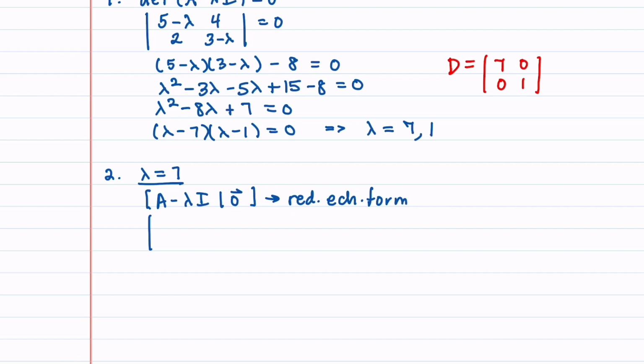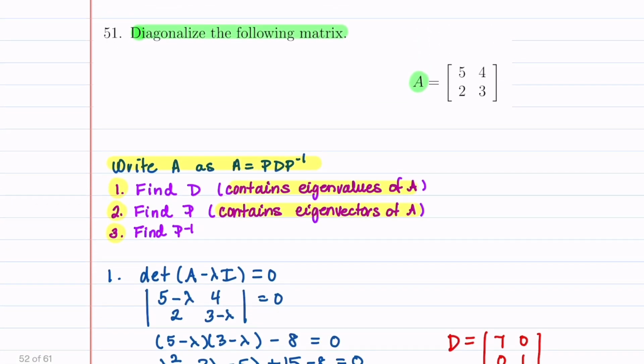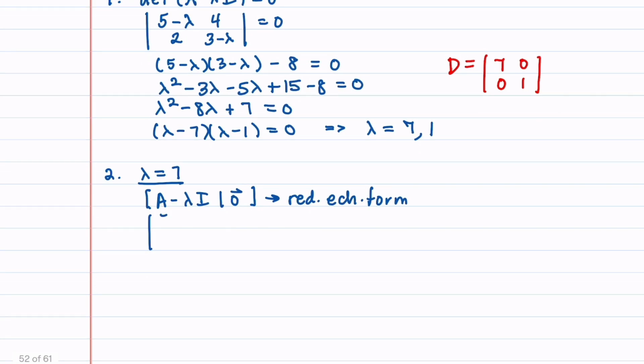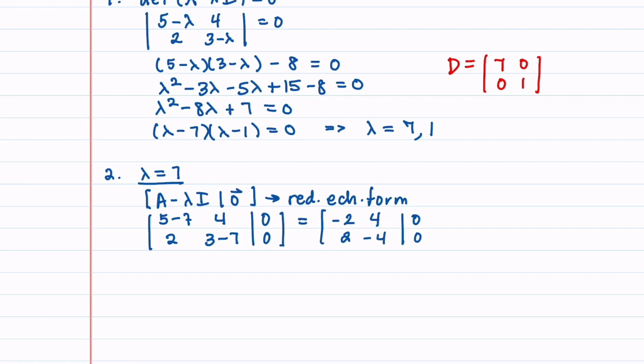So let's see, our matrix A, we're going to have to look back up: 5, 4, 2, 3. So we're going to have a 5 minus 7, a 4, a 2, and then a 3 minus 7. And we have zeros. Let's see what this is equal to. This is going to be a minus 2, a 4, a 2, and then a minus 4. Oh, that's nice. Our second row is a multiple of our first row, so that row is going to go to 0.